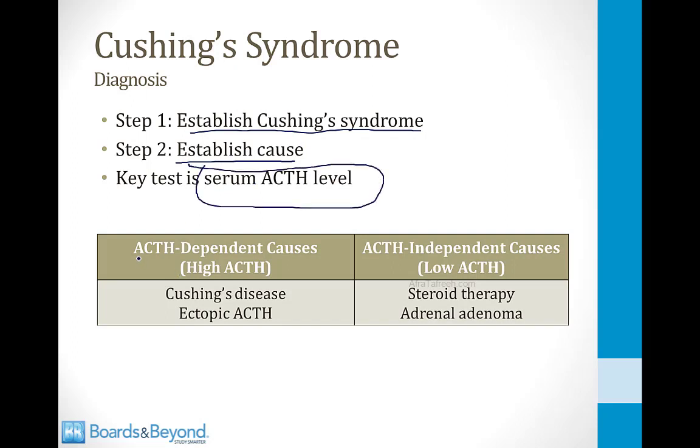There are so-called ACTH-dependent causes, as I described a few slides ago, where the ACTH level will be high. These include Cushing's disease, which is a pituitary-secreting ACTH tumor, or an ectopic ACTH source like small cell lung cancer. Then there are other causes which are called ACTH-independent. These have a low ACTH. These include patients taking steroids for therapy and adrenal adenomas.